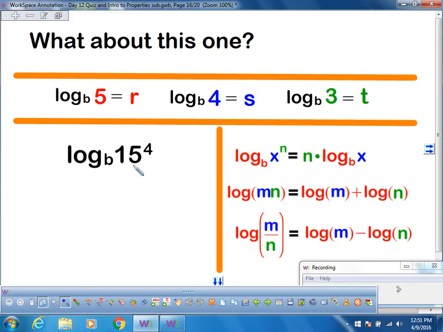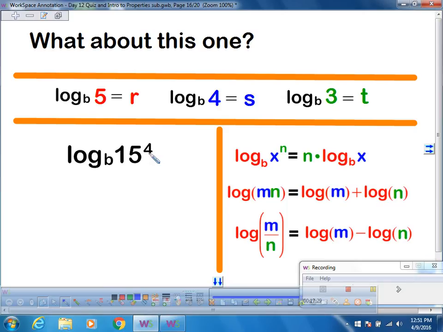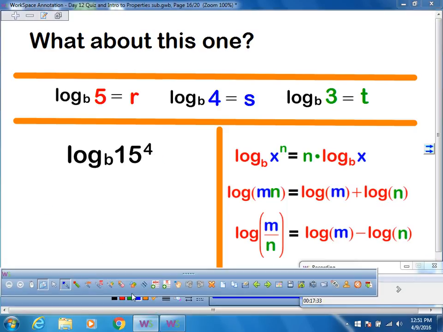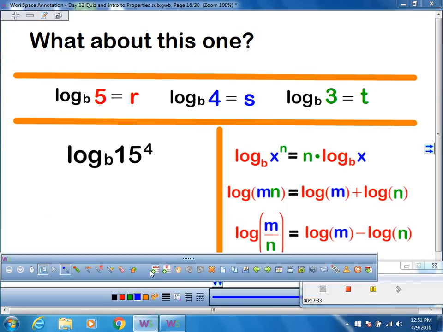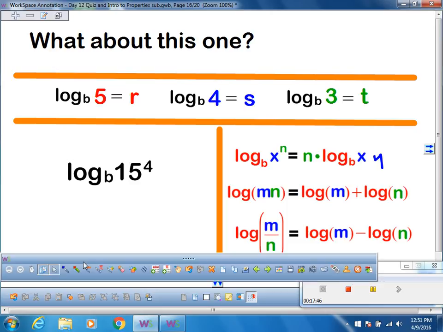All right, log b of 15 to the 4th. Well, in 15, I see a 5 and a 3. But this 4 right here, I can use the power property and bring that out in front. So let's use the power property on that one, which is this one. So let's take that 4 and bring it out in front.